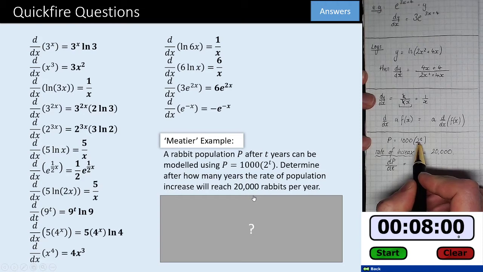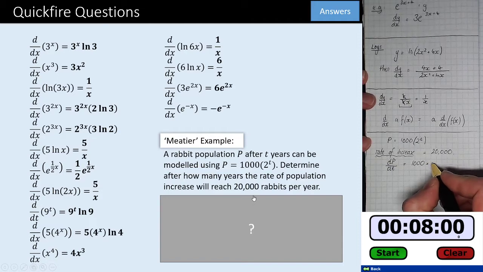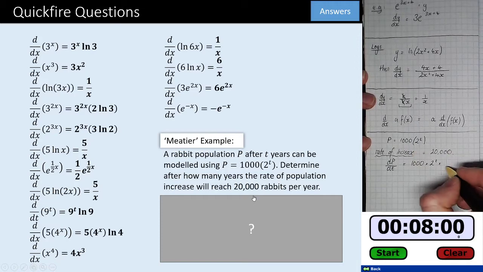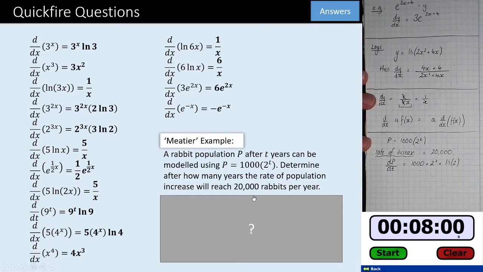Differentiate this. Now I'm going to have 1,000, because that's just a number. Differentiate 2 to the power of t with respect to t. So I'm going to get 2 to the power of t, because that's like the exponential part of things. Now we don't have an e as our base, so I'm going to have ln 2. So I've got 1,000 times 2 to the power of t times ln 2, or 1,000 ln 2 times 2 to the power of t.